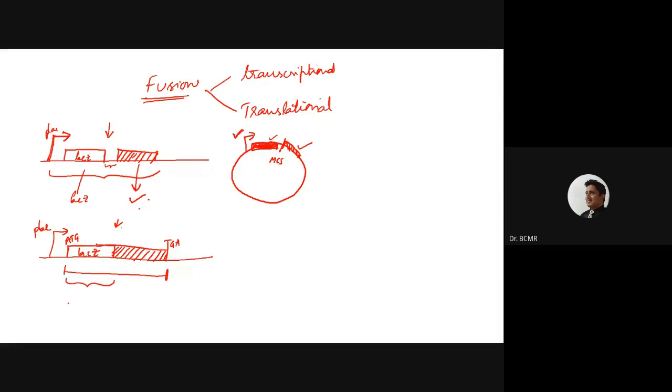Half part or so is of lacZ. Upon expression, upon transcription and translation, you would get a part of a protein, something like this, where half of it is lacZ and the other part is of the gene of interest. Okay, these are called translational fusions.